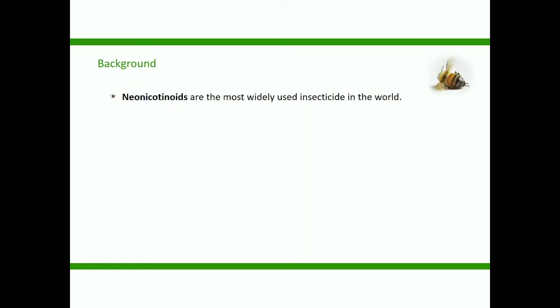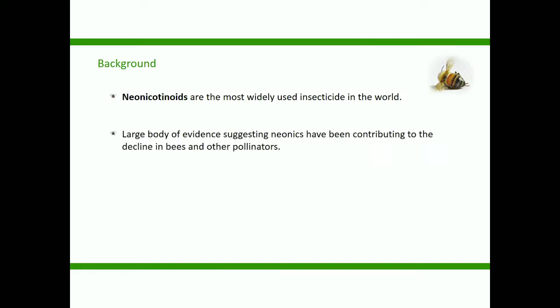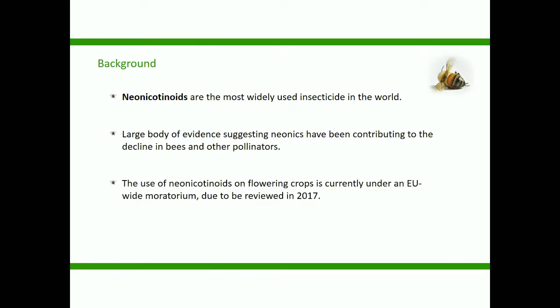And I don't need to give much introduction to neonicotinoids, but just briefly, they are still the most widely used insecticides in the world, and they're routinely used on all major crops, including cereals and orchard fruits and soft fruits as well. And as we heard from Nick, there is a large body of evidence suggesting that neonics have been contributing to the decline in bees and other pollinators. And yet the moratorium is still underway, and it's due to be reviewed next year in early 2017.